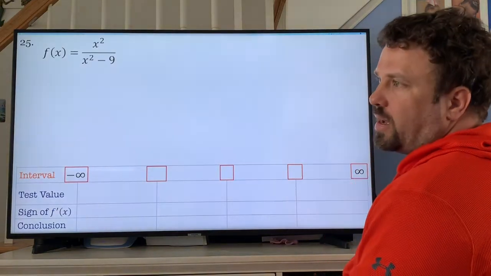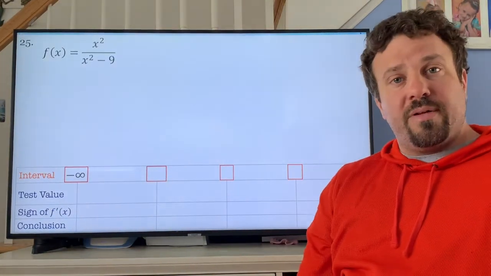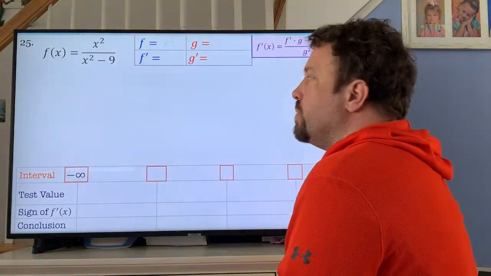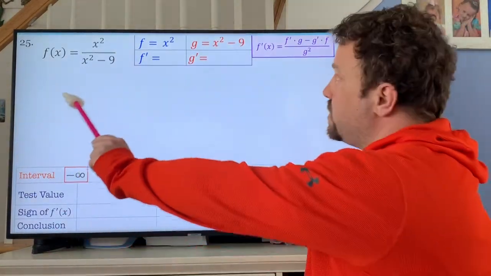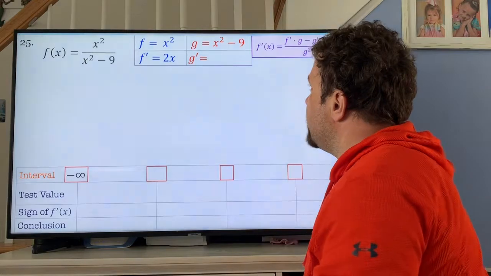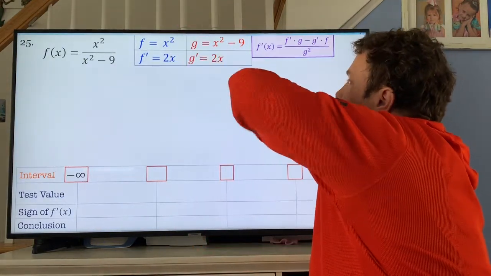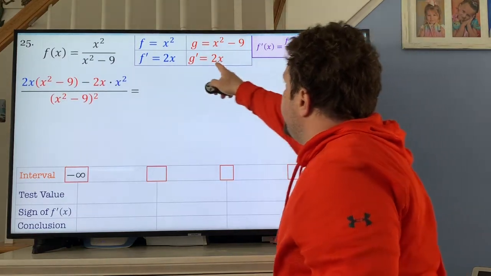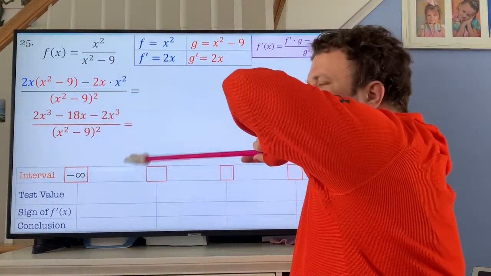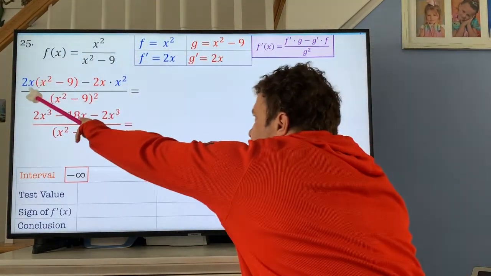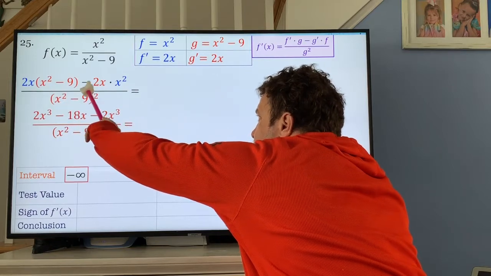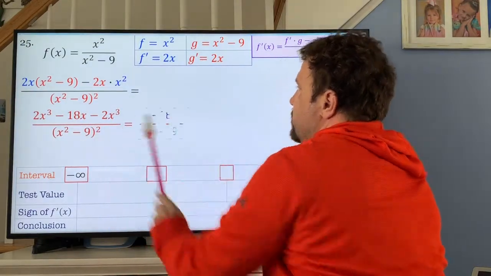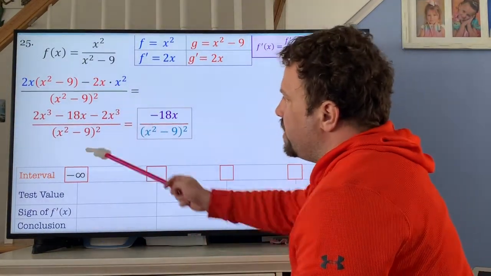Now I want you guys to attempt problem 25. Good. Are you done with 25? Hopefully you are, because you used the quotient rule. Numerator x squared, denominator x squared minus 2. Guess what? Both primes are the same, 2x and 2x. Cross multiply, or use your equation, f prime g, 2x times x squared minus 9, g prime f, 2x times x squared. Now, over g squared, 2x cubed minus 18x minus 2x cubed. 2x cubed minus 2x cubed is 0. You have a negative 18x over x squared minus 9 quantity squared.